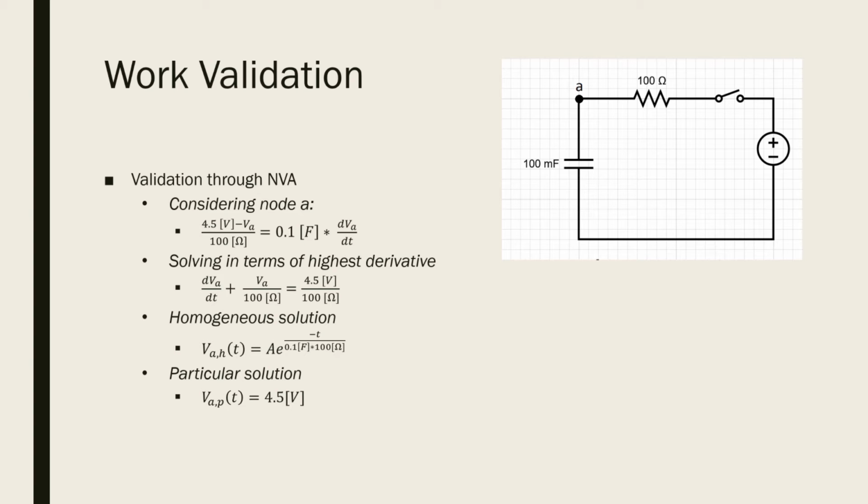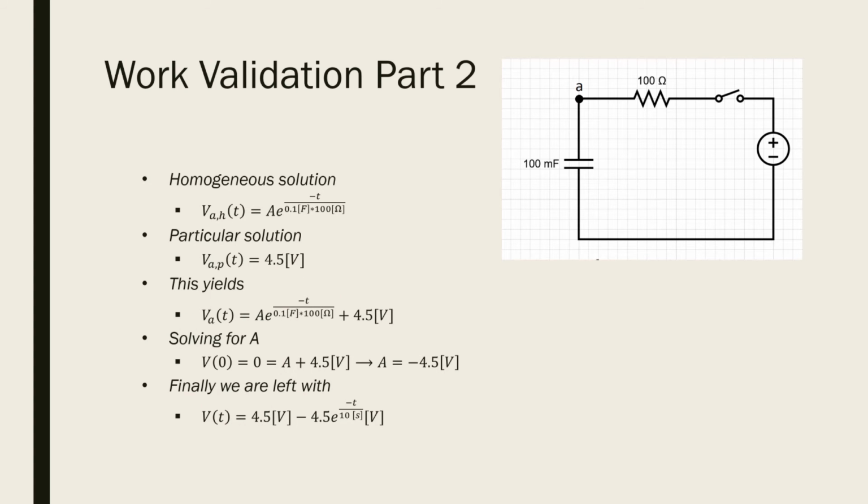First, we solve in terms of the highest derivative, and from this we can find the homogeneous and the particular solutions. Using that, we can yield that the voltage as a function of time is equal to A times e to the negative t over 0.1 Farads times 100 ohms, plus 4.5 volts. From this, we can find that A is negative 4.5 volts. And finally, we are left with the same exact expression we had before.